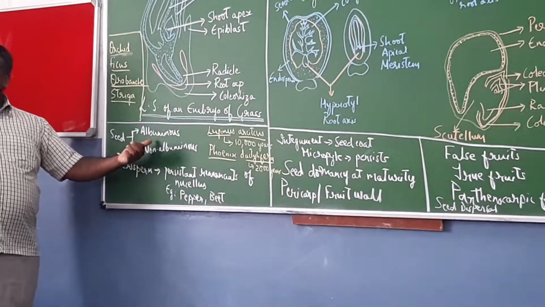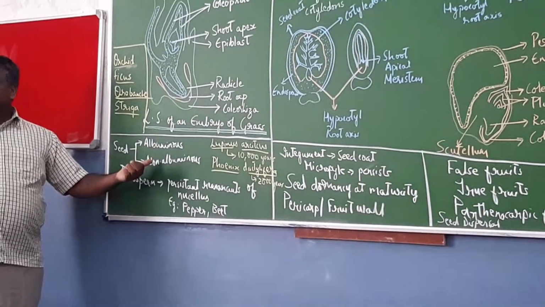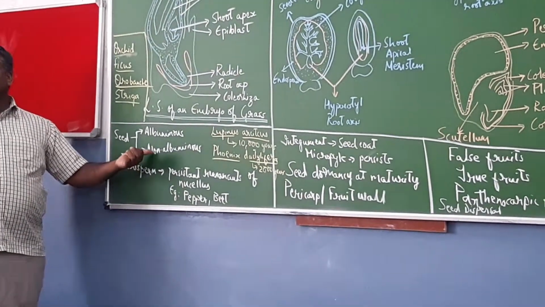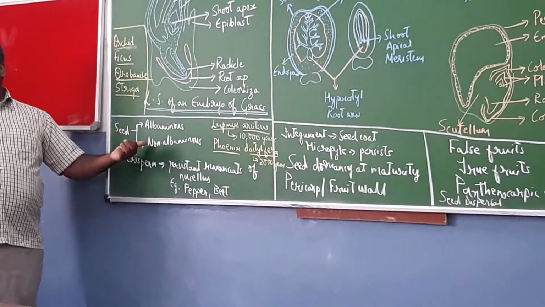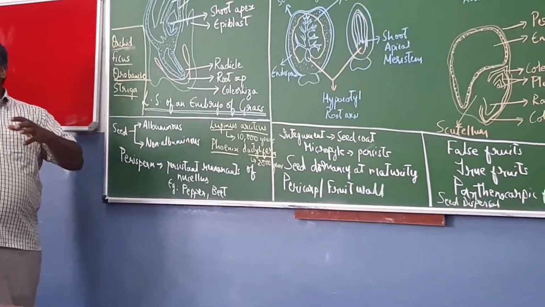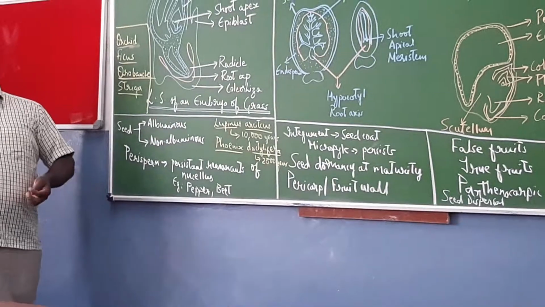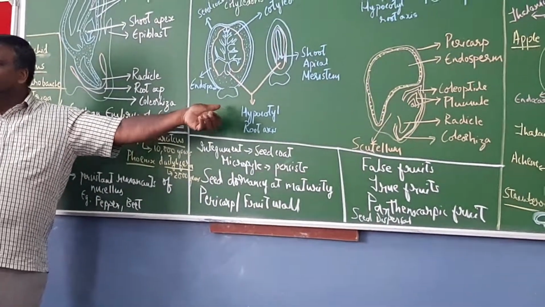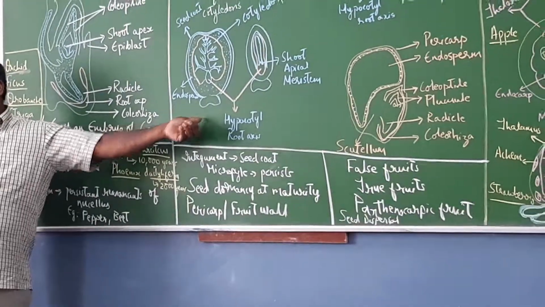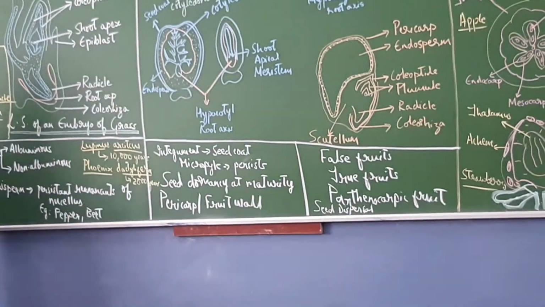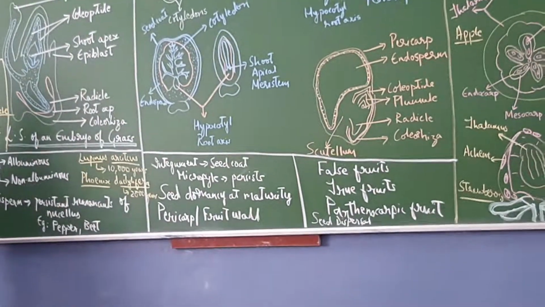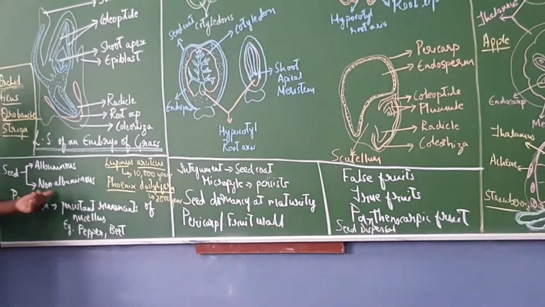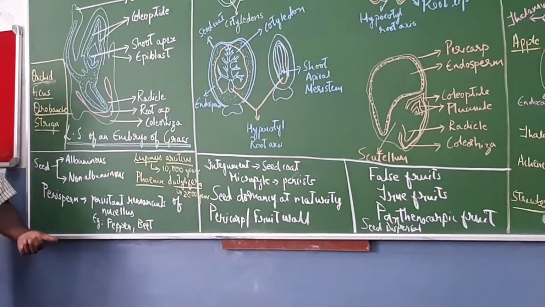Albuminous seeds have endosperm. Endosperm provides nutrition for the developing embryo. I have already told you about it. It's almost like the yolk of the egg, it does a similar function. So castor seed is an example for the endospermic seed. For a non-endospermic seed, you can take the example of groundnut or peanut, an example for a non-albuminous or non-endospermic seed.